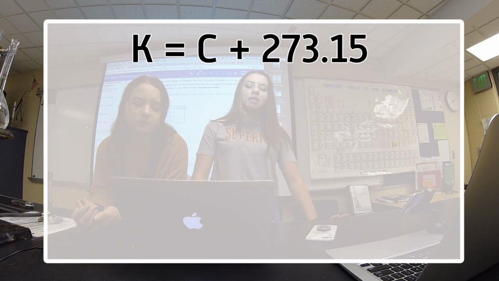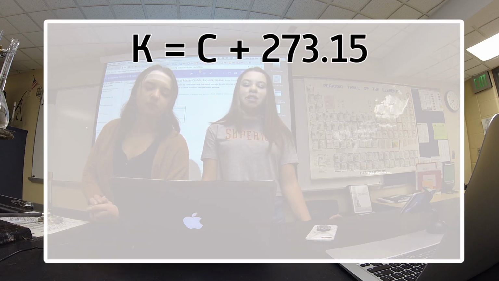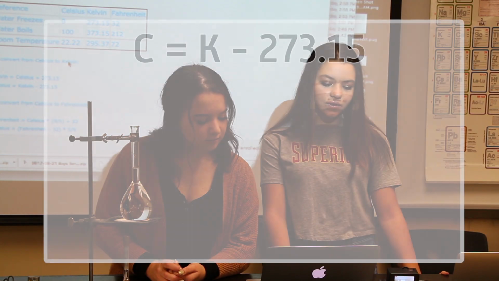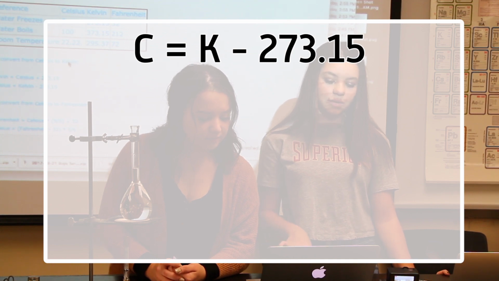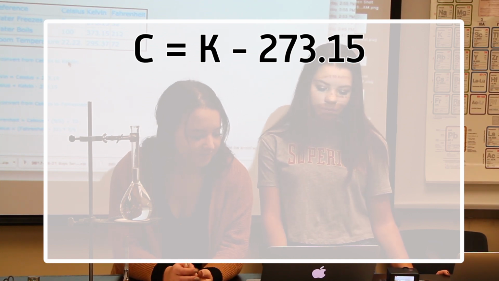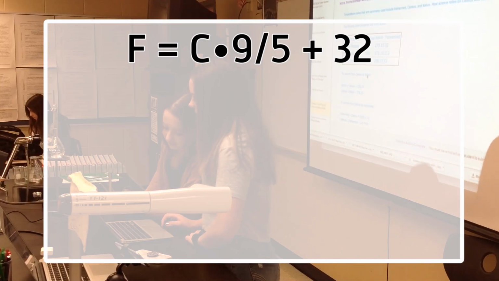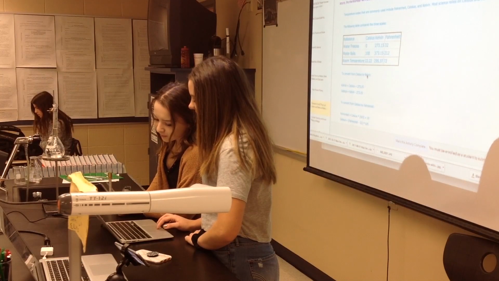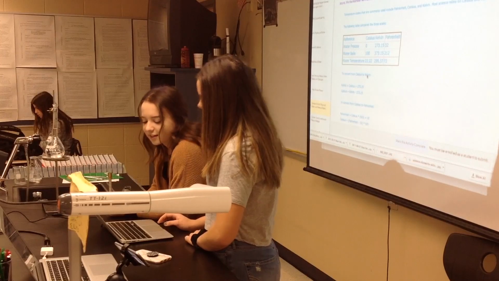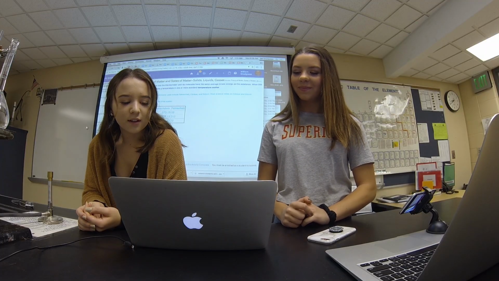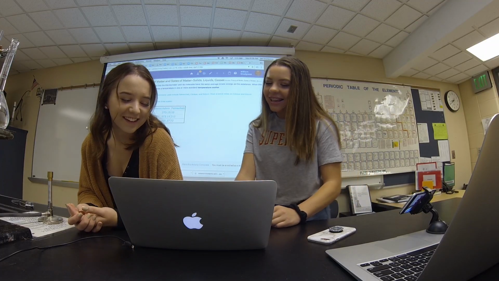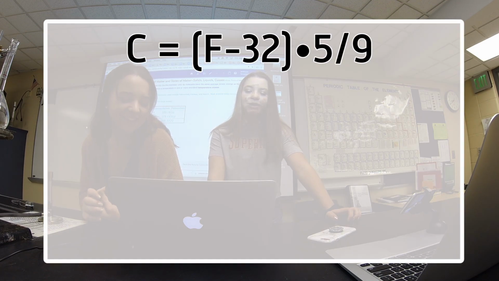To convert from Celsius to Kelvin, Kelvin equals Celsius plus 273.15, and Celsius equals Kelvin minus 273.15. To convert from Celsius to Fahrenheit, it's Celsius times 9/5 plus 32. And for Fahrenheit to Celsius, Celsius equals Fahrenheit minus 32, times 5 divided by 9.